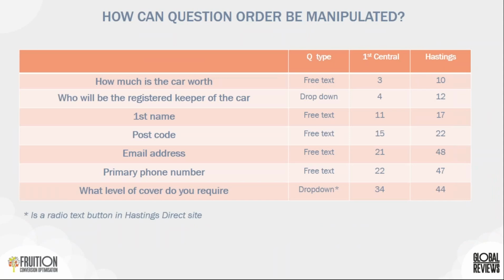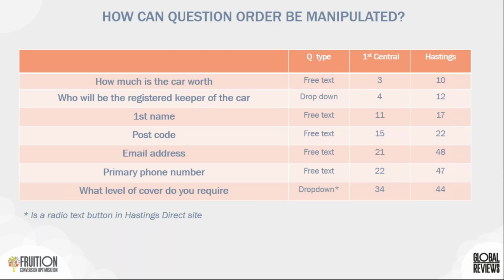One of the things that they are doing is that they have changed the order, in comparison to their competitors, of when different question types come up. So for example, these are questions that appear in both First Central and Hastings Direct, and would be common across many of the motor insurance quote forms. Take the email address question: Hastings Direct have that at the 48th question in comparison to First Central at the 21st.